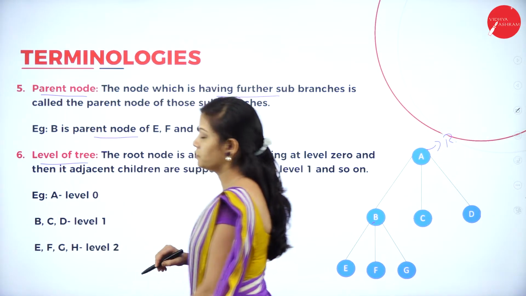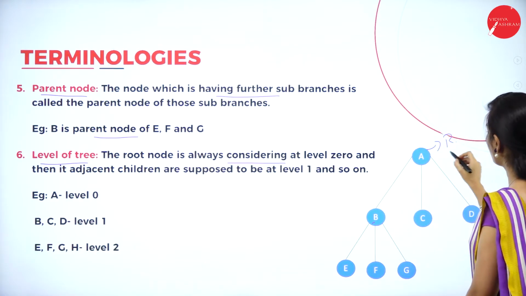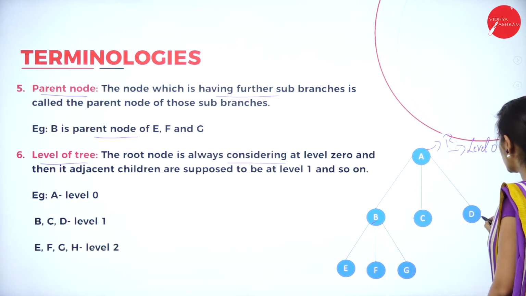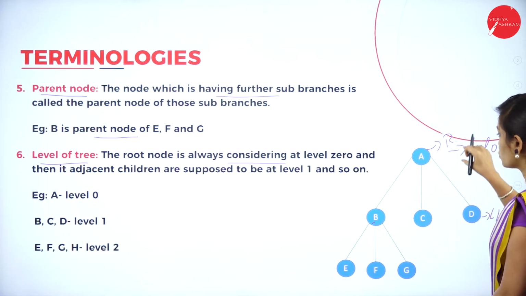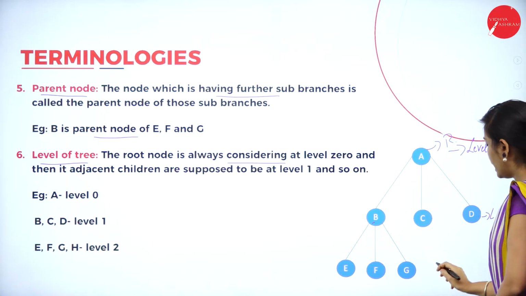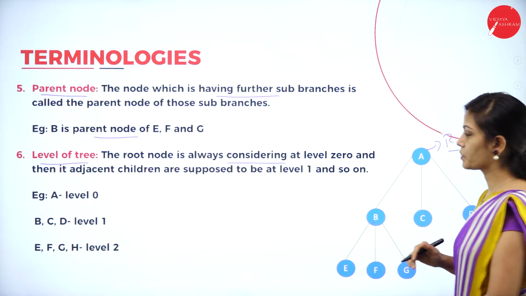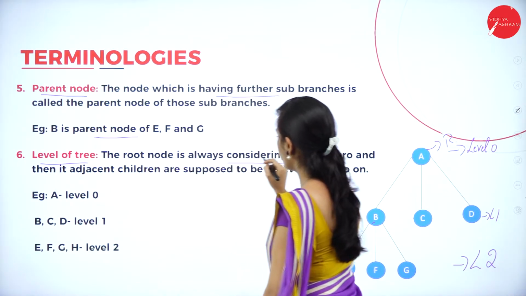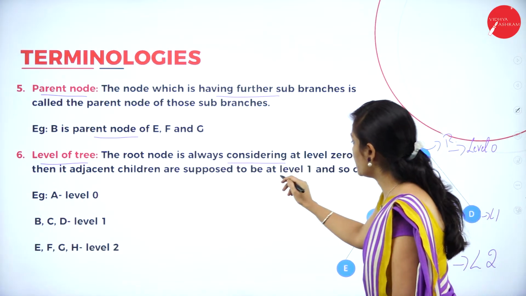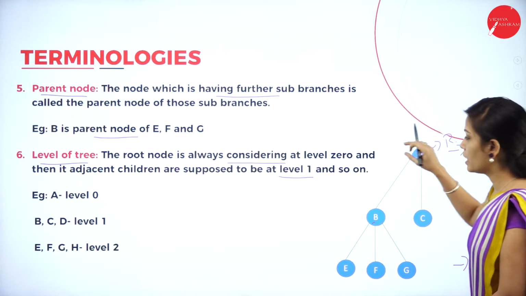Next is level of a tree. The root node is always considered at level 0. The next level is level 1. The root node always starts from level 0, the next level is level 1, and this is level 2. So in this tree, it has 3 levels. Clear? So for the level of a tree, the root node is always considered at level 0 and then its adjacent children are at level 1. So B, C, D are the children of root A and so on.